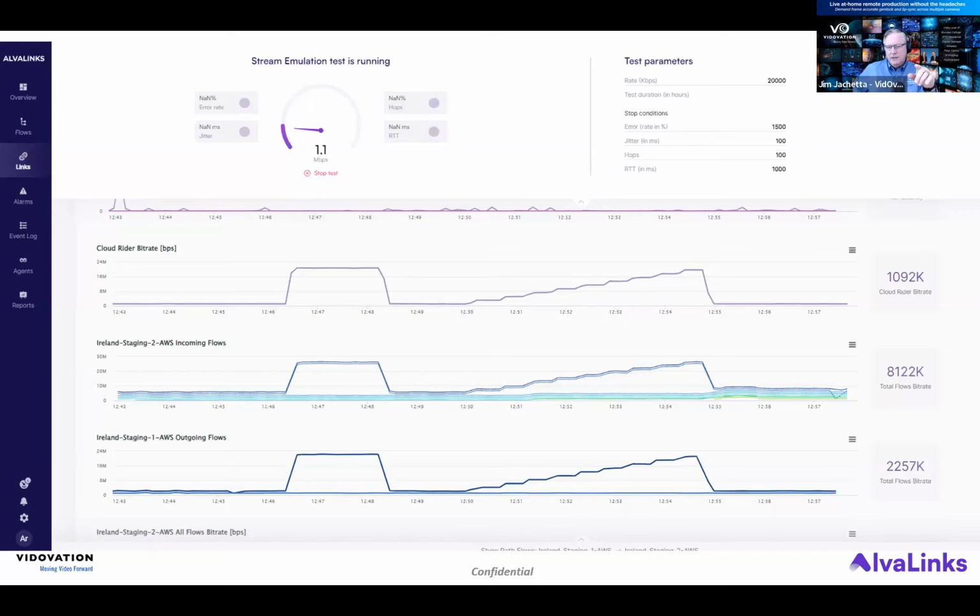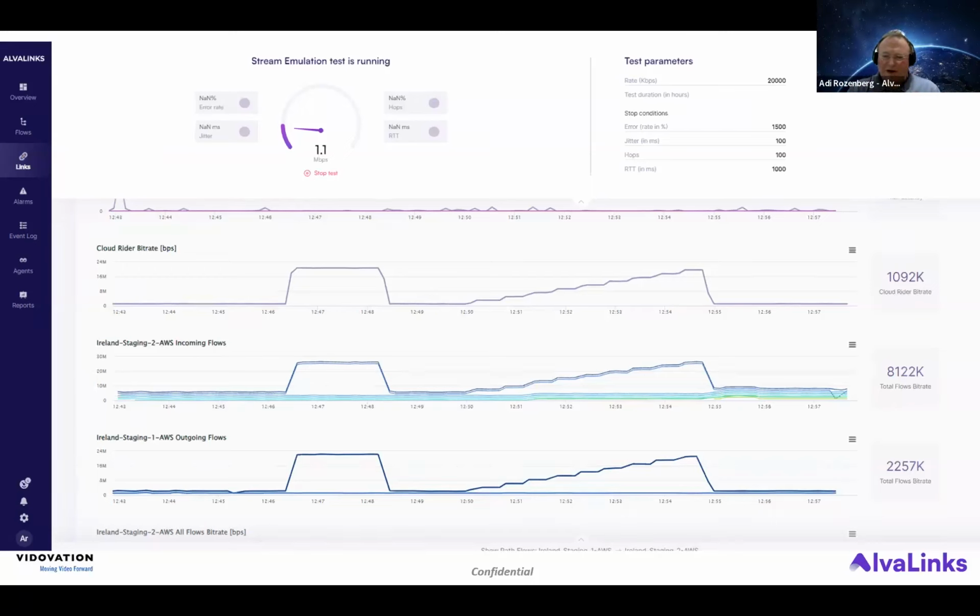Let me see if I understand, Addy. So in the example, I have a 10 megabit per second stream going through my circuit. Alongside that, you're running a 1.1 megabit per second test stream. Is that what you're doing? No. So let's do it like that.